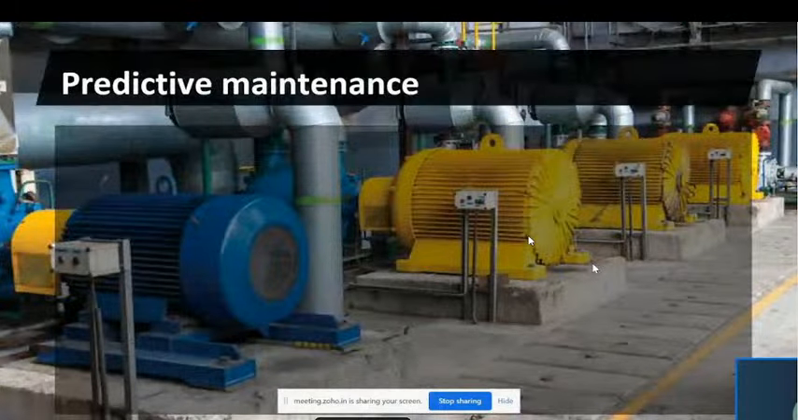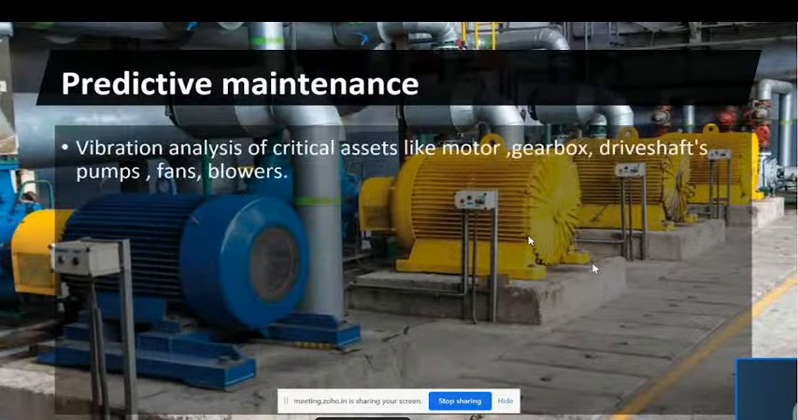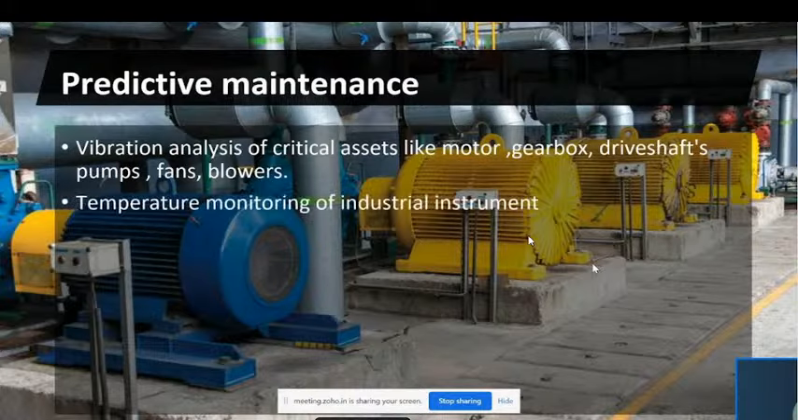And also we can do predictive maintenance, like vibration analysis of critical assets can be done using LoRaWAN networks. We can place a sensor on the motor itself, and then it can send the critical data over a LoRaWAN network. Temperature monitoring can also be done because these sensor nodes already have a vibration sensor as well as a temperature sensor. So there are many solutions from Yokogawa, ABB, Emotron, who provide these LoRaWAN industrial vibration sensors.